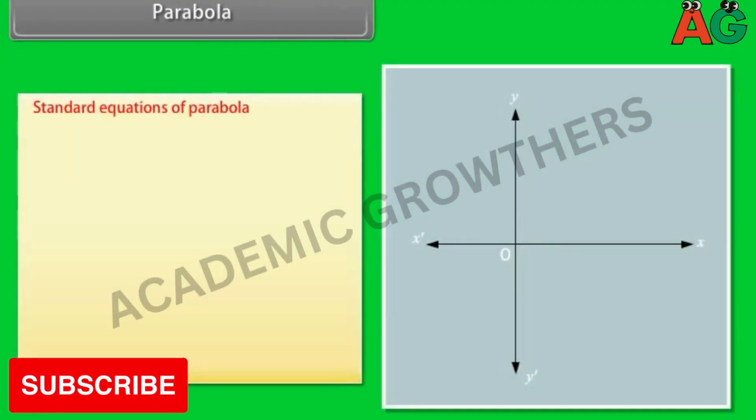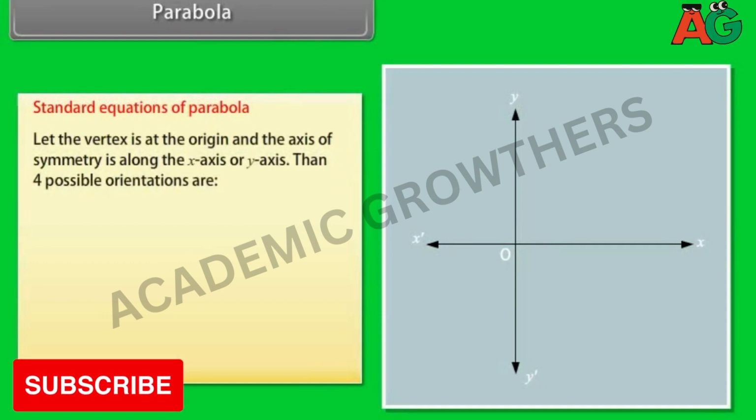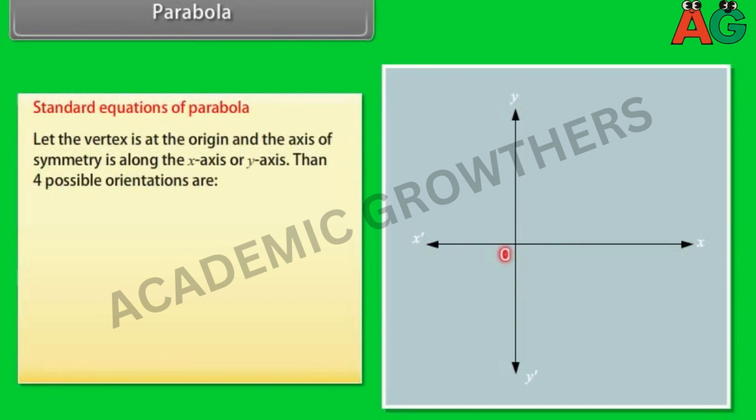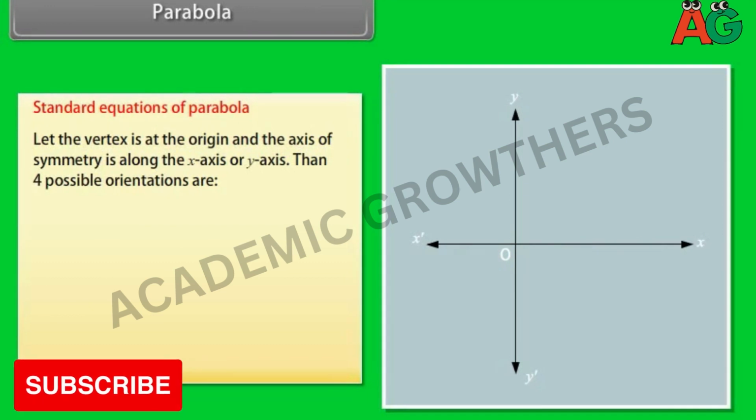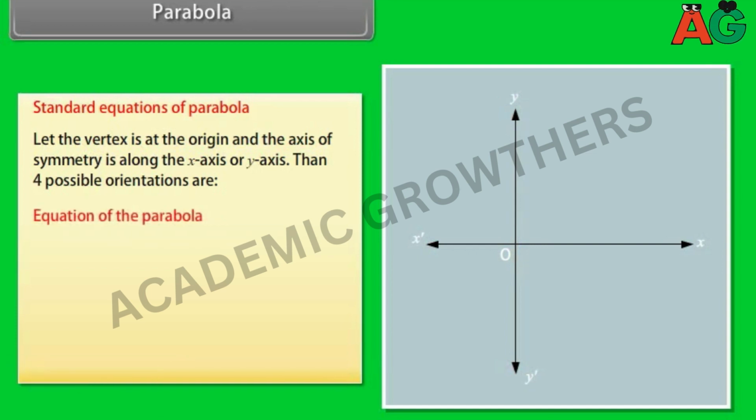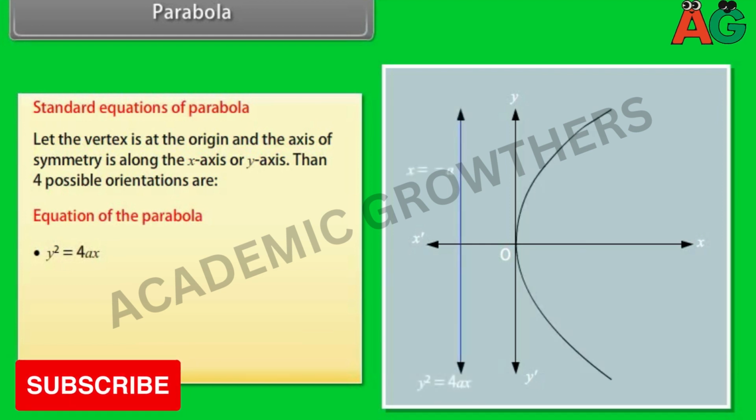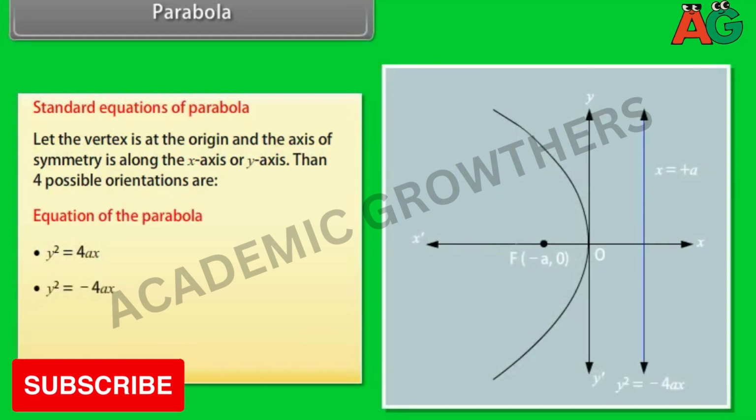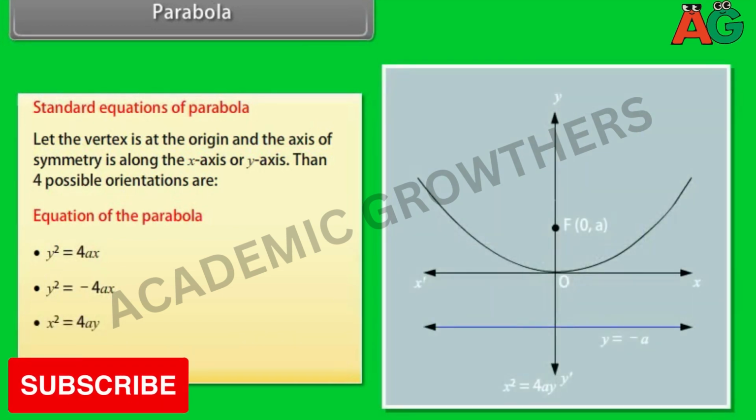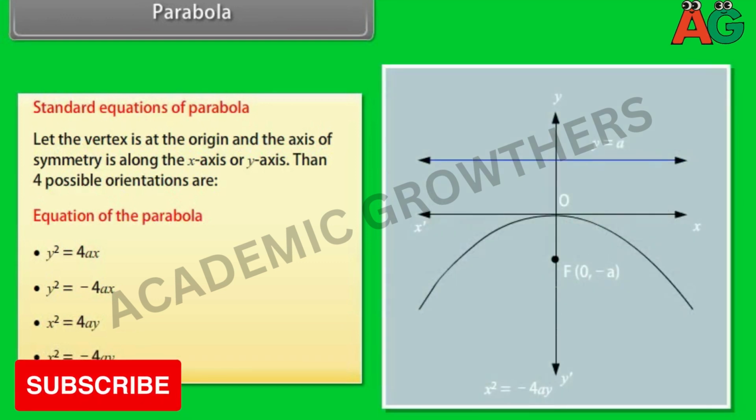Standard equations of parabola. Let the vertex be at the origin and the axis of symmetry be along the x-axis or y-axis. Then the four possible orientations and equations of the parabola are: y^2 = 4ax, y^2 = -4ax, x^2 = 4ay, x^2 = -4ay.